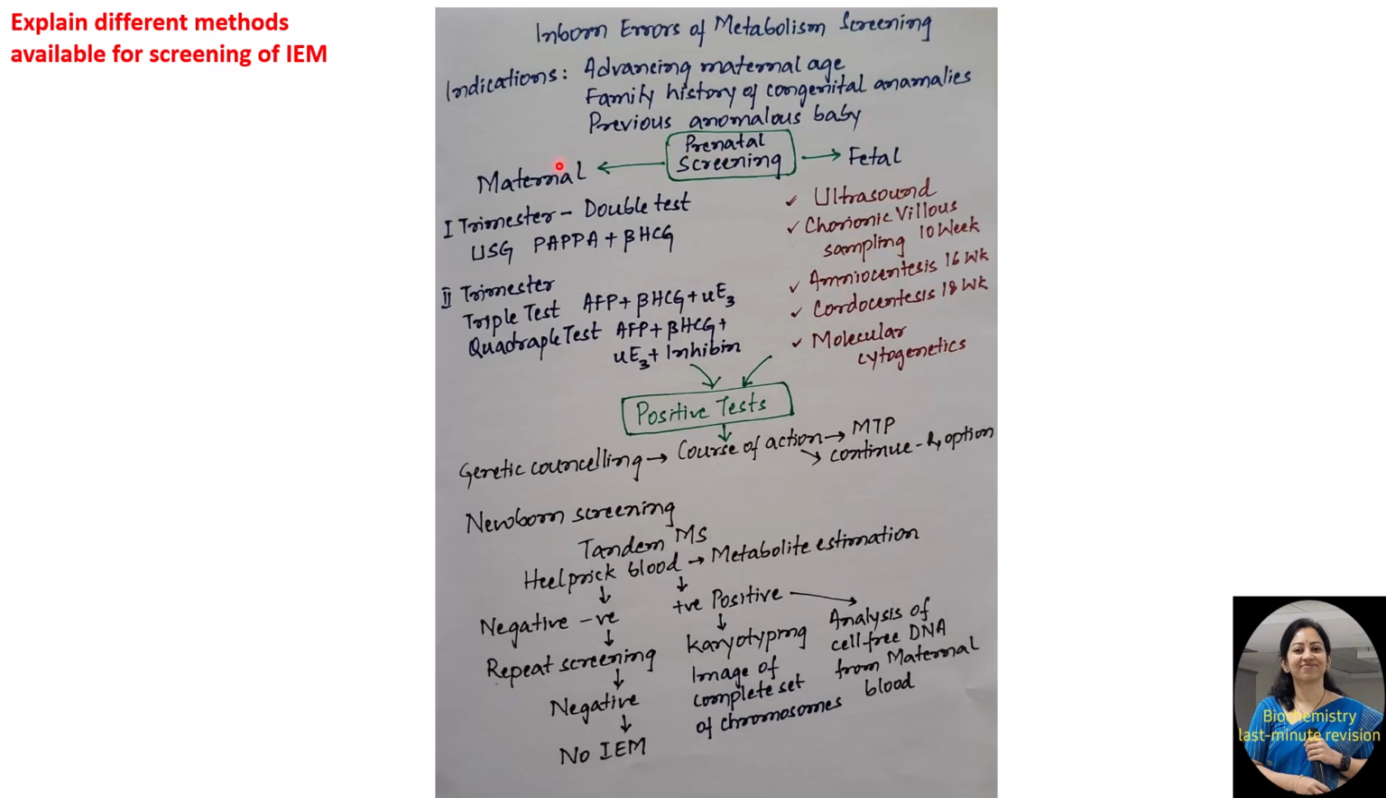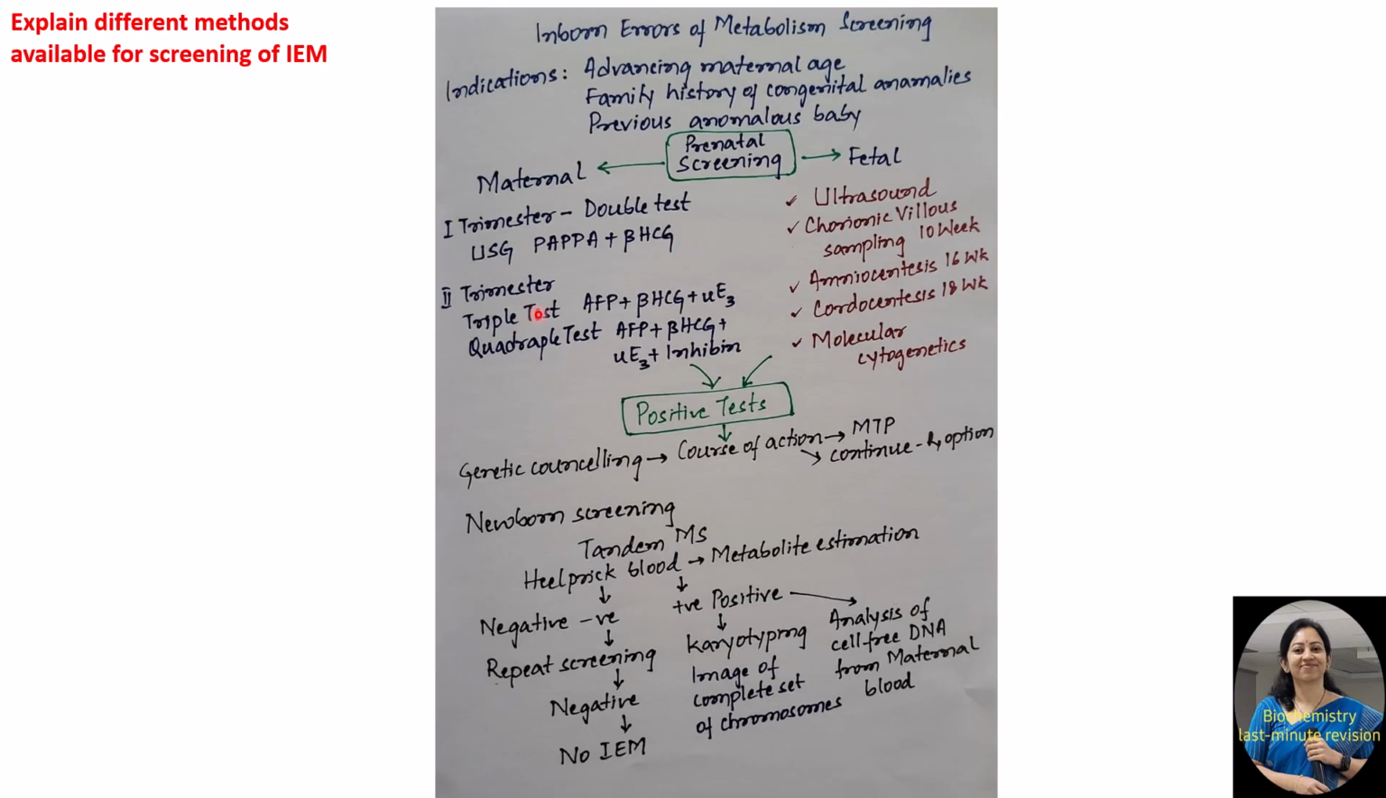So what are the screening tests available for maternal screening? In the first trimester we can do the double test, and ultrasound remains common for all three trimesters along with ultrasonography. So we can do the two biomarker tests, pregnancy associated plasma protein A and beta human chorionic gonadotropin. This double test is done in the first trimester of pregnancy. And in the second trimester of pregnancy, we can do either the triple test or the quadruple test.